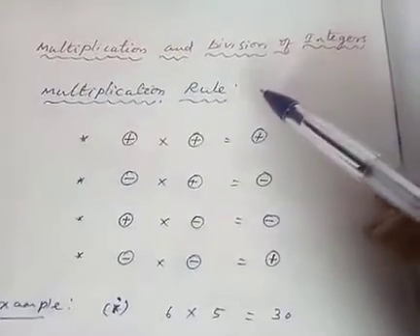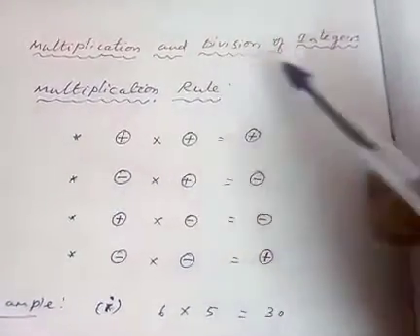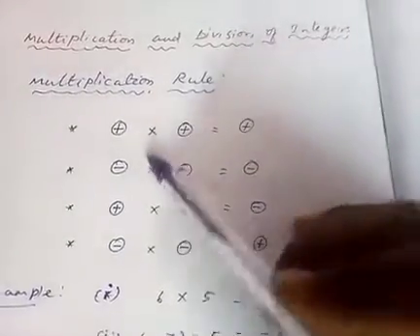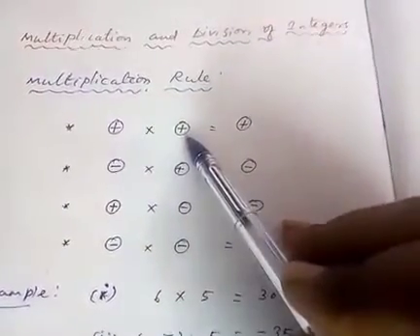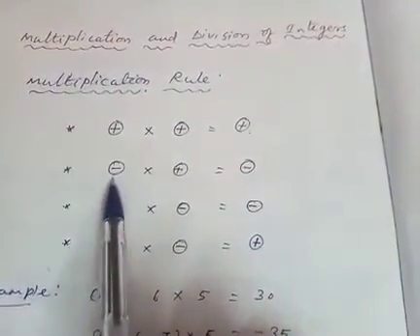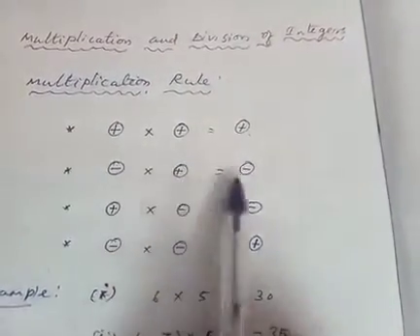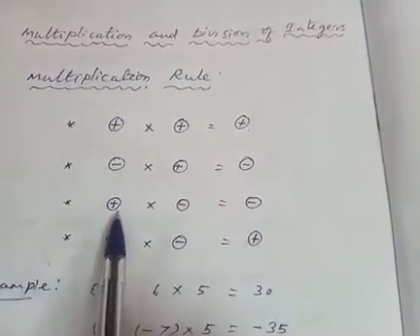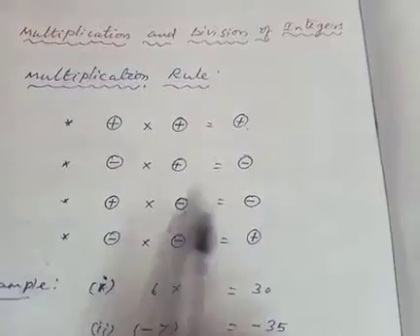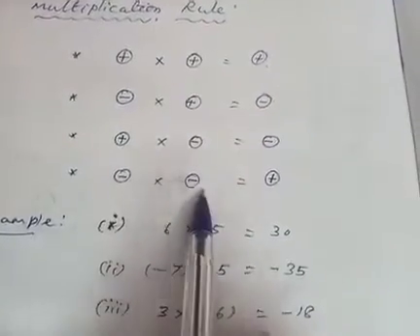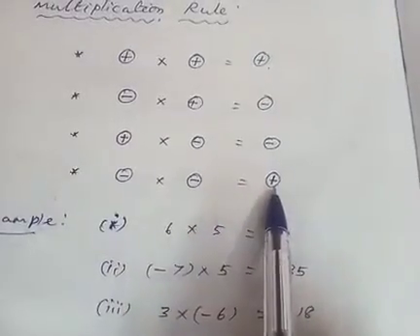Now, let us see the multiplication and division of integers. The multiplication rule. The product of two positive integers is a positive integer. The product of a negative integer and a positive integer is a negative integer. The product of a positive integer and a negative integer is a negative integer. The product of two negative integers is a positive integer.